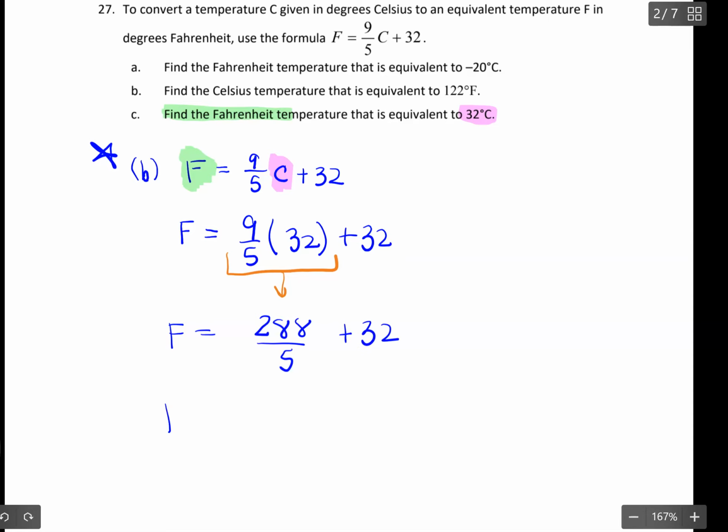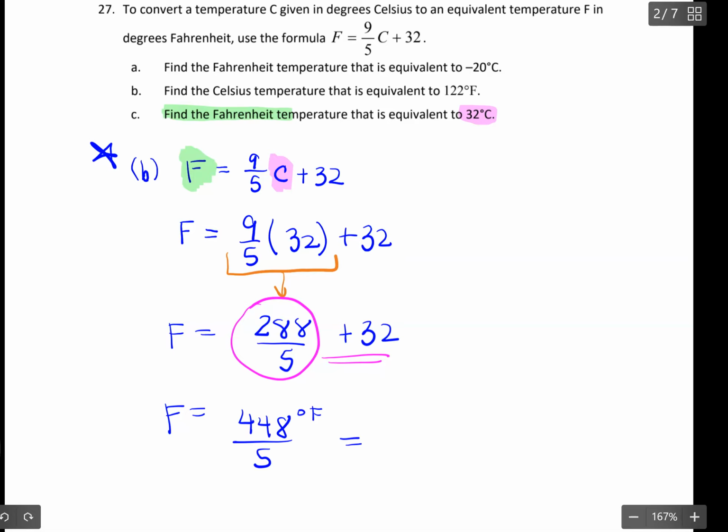And again, I'm just going to put this in my calculator. I'm going to use my fraction button. Then I'm going to just add 32 to that. So I'm adding 32 to that. And I end up getting 448 over 5 degrees Fahrenheit. No one talks like that.